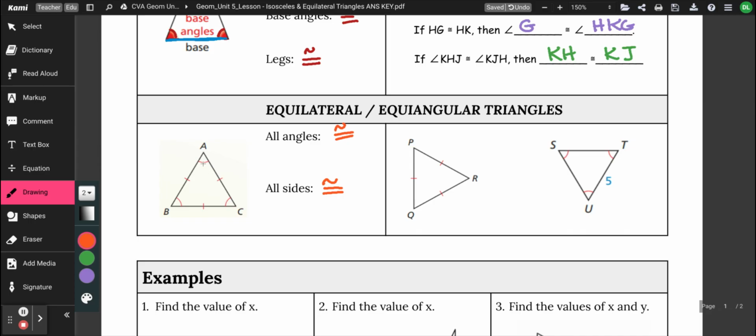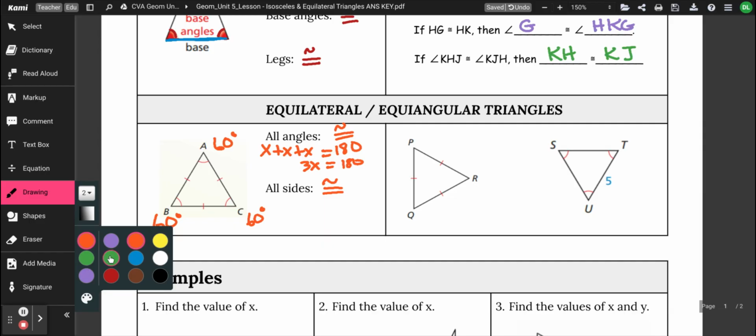And remember, we have that 180 rule for triangles. So if I know A, B, and C all have to be the same, I could say x plus x plus x equals 180. That gives me 3x equals 180. So I know all of my angles are going to equal 60 degrees. And this is true no matter how big or how small your equilateral triangle is. The angles will always be 60 degrees.